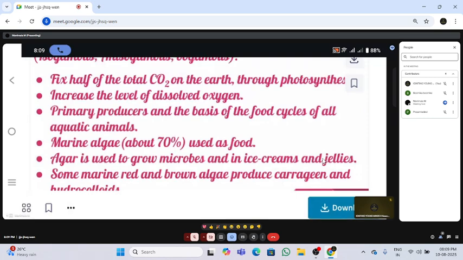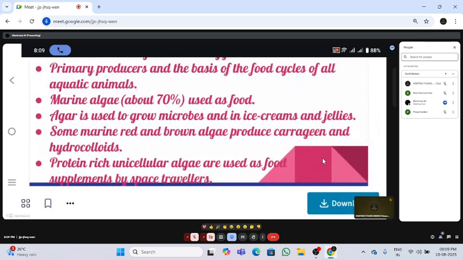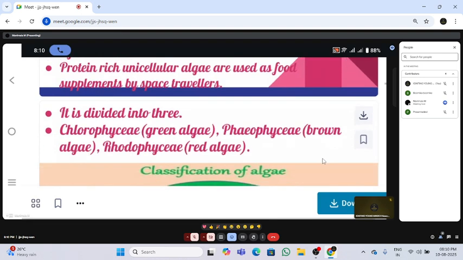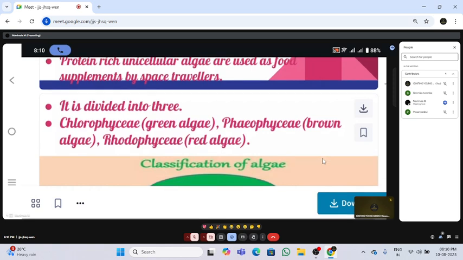Majority are primary producers, involved in the food cycles of aquatic animals. I mentioned phytoplanktons: in aquatic life, the food chain starts with phytoplanktons, that is, algae. About 70% of marine algae are used for food, which is given in the last lesson on economic importance. Some marine red and brown algae produce carrageenans and hydrocolloids used for industrial purposes, and protein-rich unicellular algae are used by space travelers. We will discuss these in the next topic, economic importance.